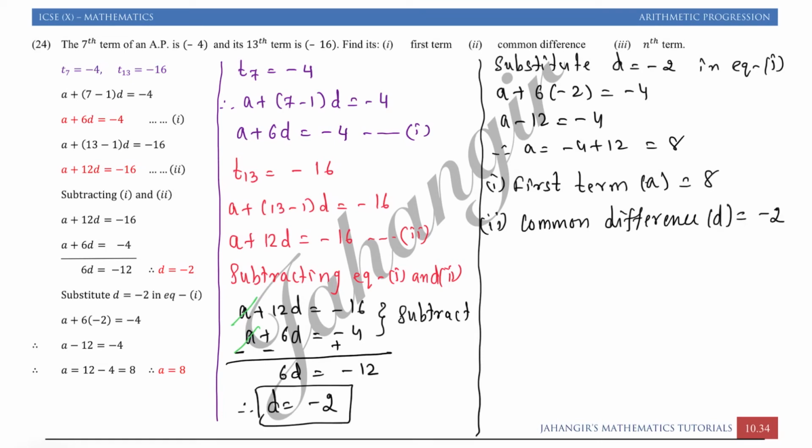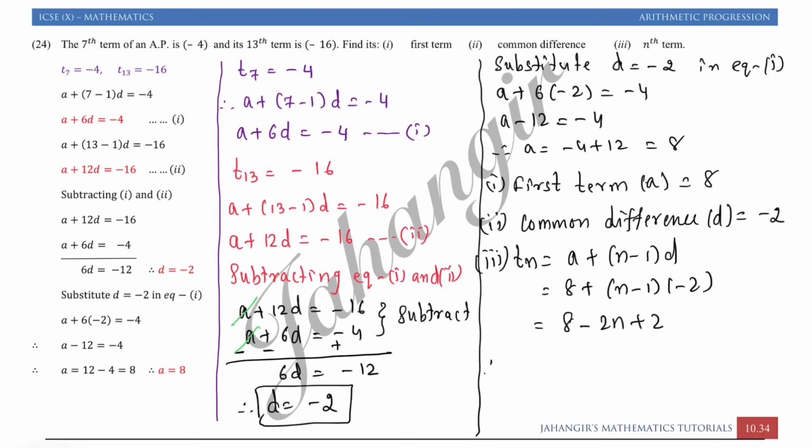Now for the third question, we have to find the nth term. So I can write the nth term is Tn, which is equal to A plus (n minus 1)D. As we had discussed previously, when we have to find the nth term, we just substitute the values of A and D. n will remain as it is. So A is 8 plus (n minus 1) into minus 2. So that is 8 minus 2n plus 2. Therefore Tn is equal to 10 minus 2n. In this way you can solve the question.